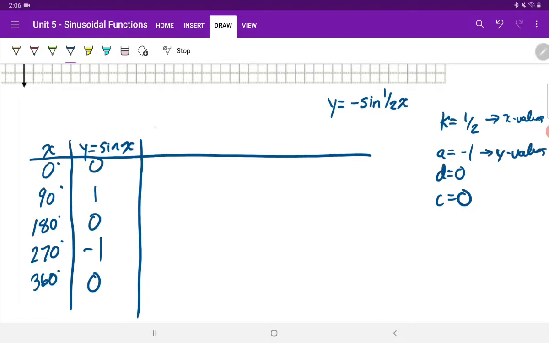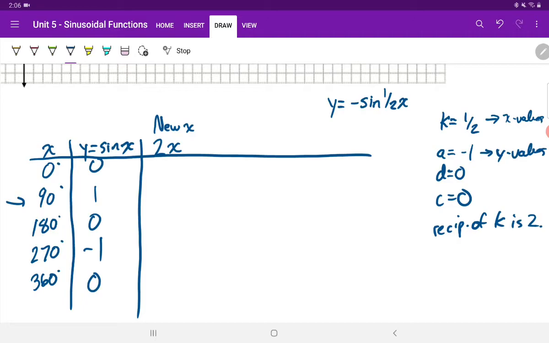So let's figure out our new x values. What we're going to do is take all of our x's from our parent function, so all of these values, and multiply them by what? 1/2 or 2? 2. The reciprocal. So the reciprocal of k is 2. What's actually happening is it's going to double the period here. So we're going to double our x values. So we're going to take 2 and multiply it by all our x's.